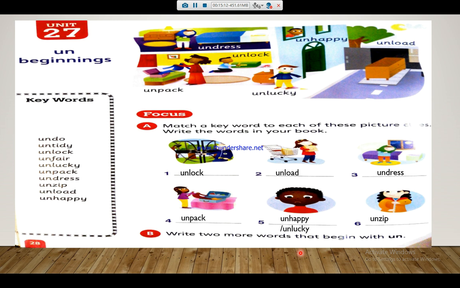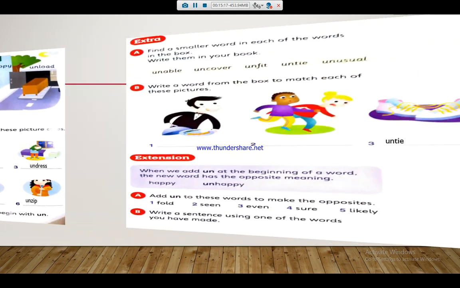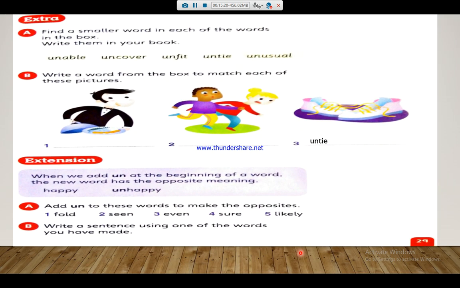Let's move to the next page of unit 27 of the spelling book 1B. So now here we are in page 29, which is the second page of unit 27 of the spelling book 1B. And now we are doing the extra exercise. In the extra exercise letter A, here we have instructions. Let's read the instructions first. Find a smaller word in each of the words in the box. Here we have words in the box. Write them in your book.